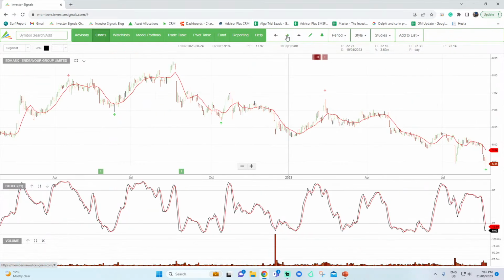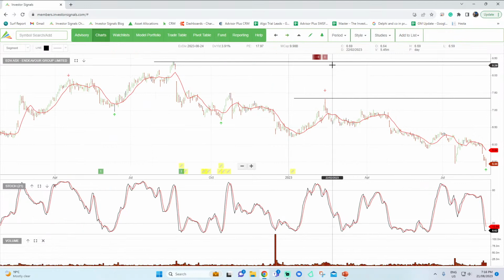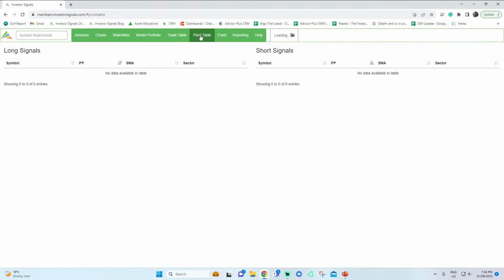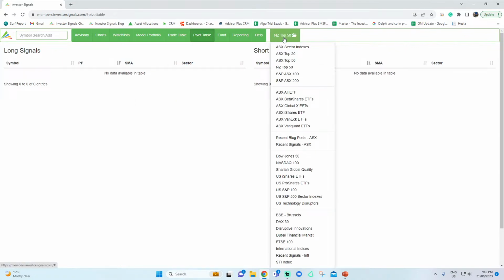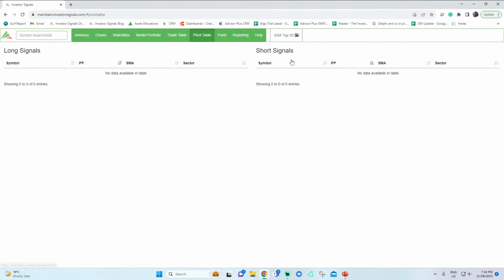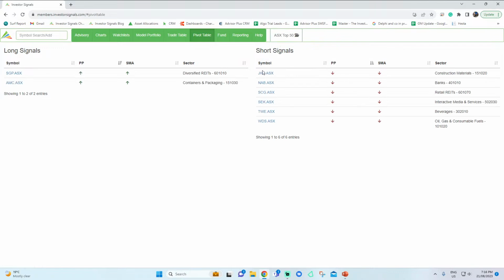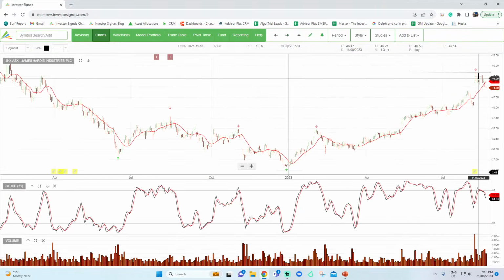Now, if you wanted to find more of these opportunities on the short side, the way you would do that is go into this pivot table, pull up the list that you want to work with, and again, we'll go to the top 50 as an example. What it's doing is saying out of all 50 stocks, these are the ones you would want to focus on, because they're under short signals, they've got the red arrow and the price action below the moving average. So I'll just toggle through a couple of these just to share that with you.